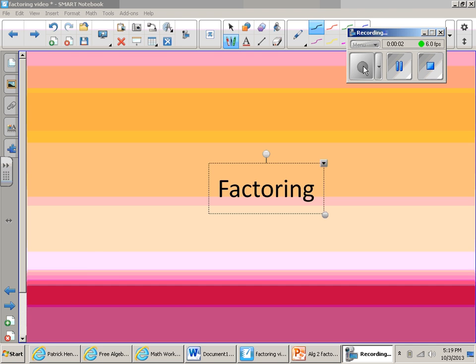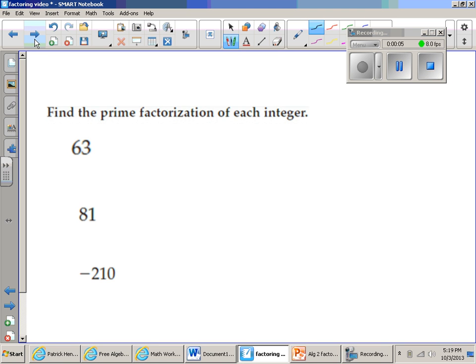Today's lesson is on factors. First thing we need to do is find the prime factorization of each integer. How am I going to do that? Well, let's start by making a factor tree.